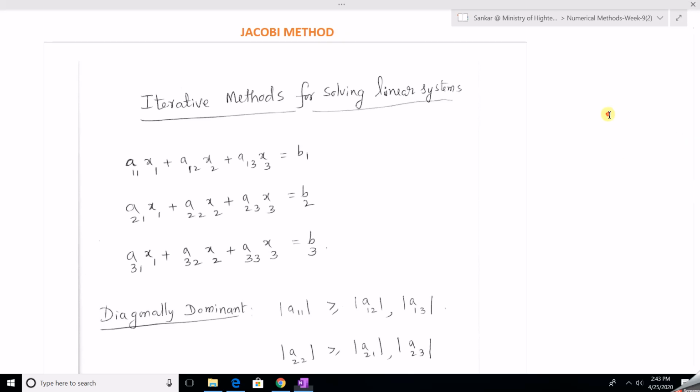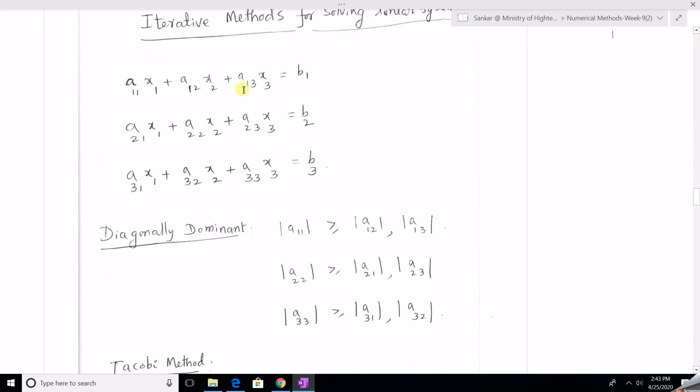And to apply this Jacobi method, first we have to see that the given system of equations is diagonally dominant. The meaning of diagonally dominant is that the diagonal element in modulus, the absolute value of this diagonal element, is greater than or equal to the other elements in the same row. So the coefficients you have to look at.